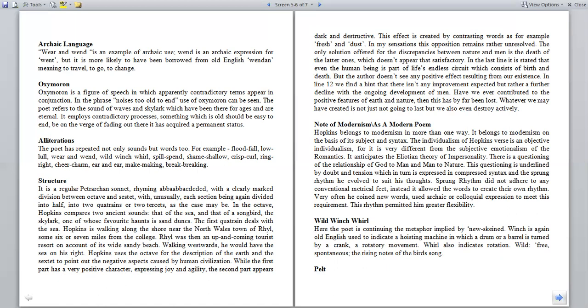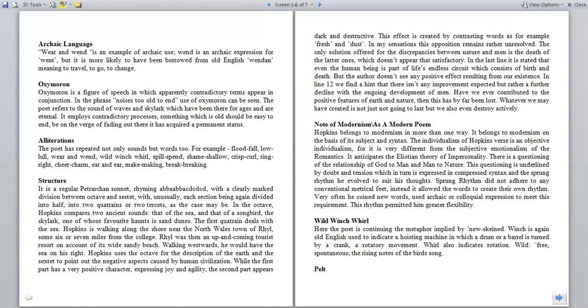Now we come to the form or structure of the poem. Just as it has been already stated, the poem is a sonnet. It is a regular Petrarchan sonnet, and a sonnet has 14 lines. And these lines rhyme ABBA, ABBA, CDC, DCD with a clearly marked division between octave and sestet, with each section being again divided in half into two quatrains or two tercets as the case may be.